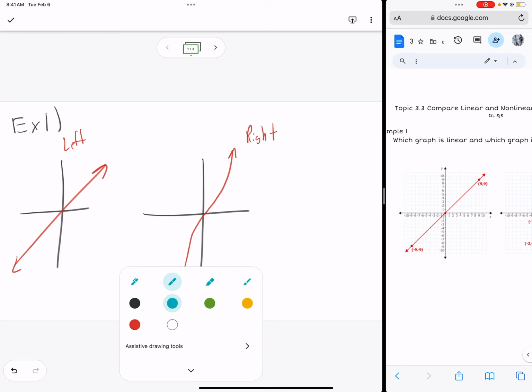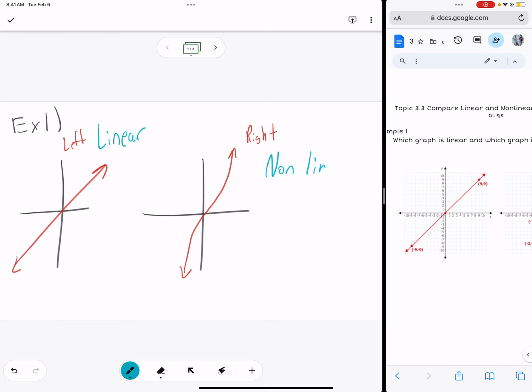Which one is linear, Baron? The left or the right? The left. This is linear. And then the other one on the right is non-linear. And how do we know that? It's pretty simple. Because it's not straight. A non-linear line is not straight.